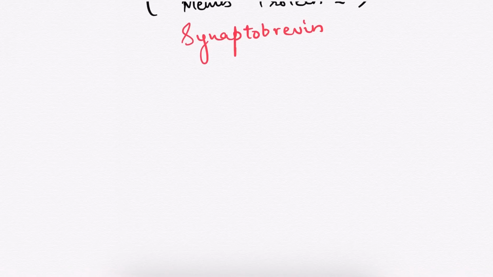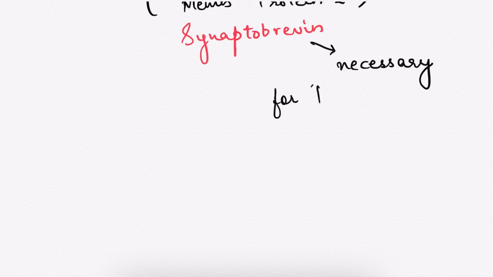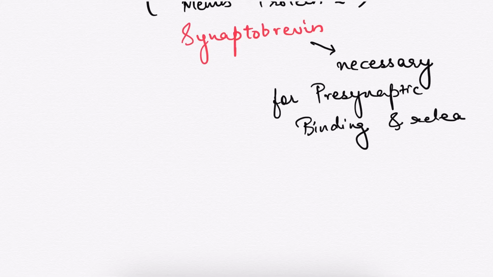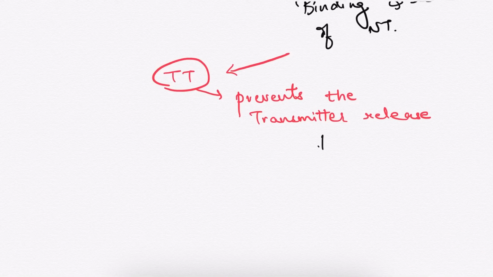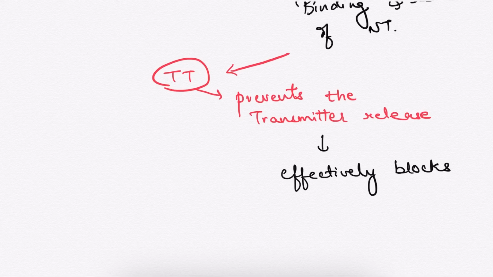This synaptobrevin is necessary for presynaptic binding and release of the neurotransmitters, NT. So the tetanus toxin prevents the transmitter release, and then it effectively blocks inhibitory interneuron discharge.